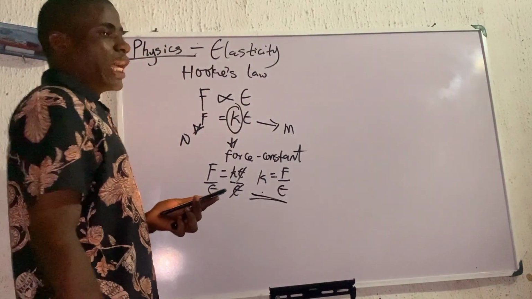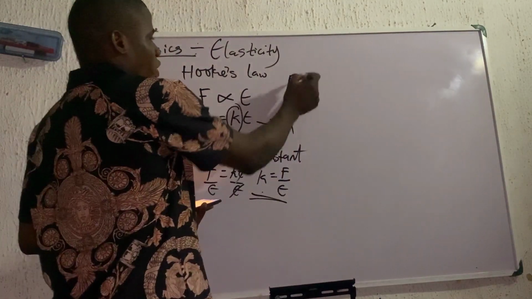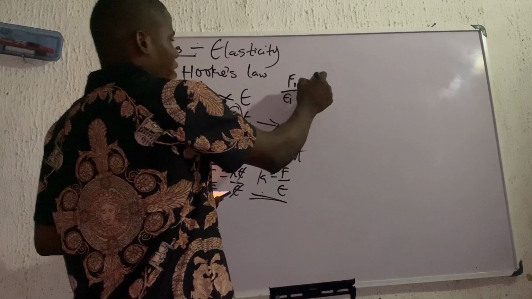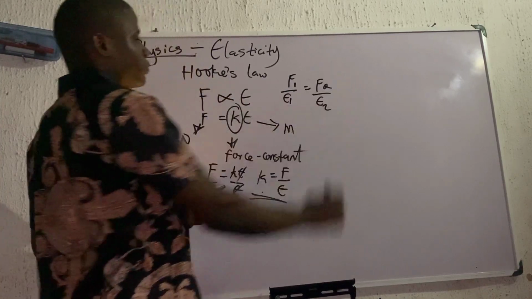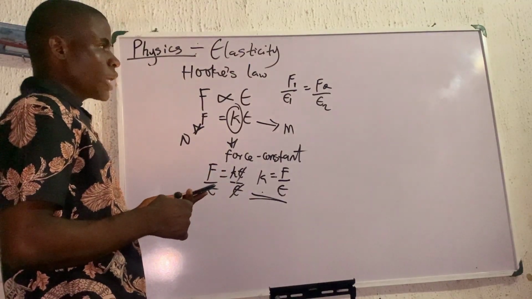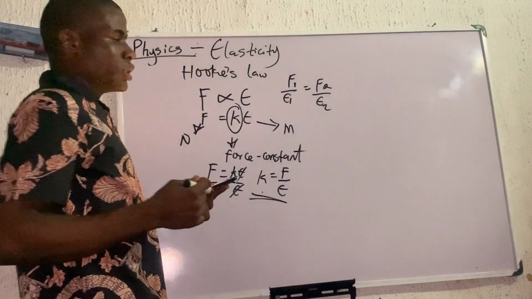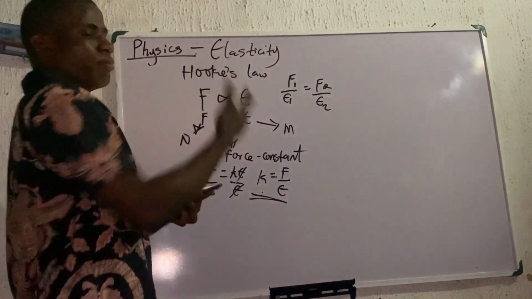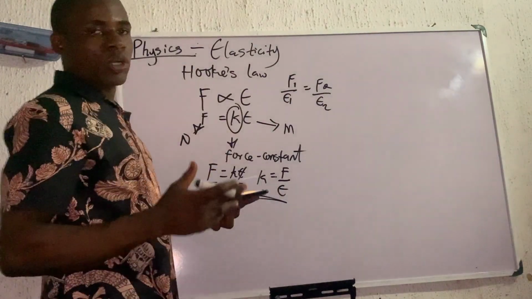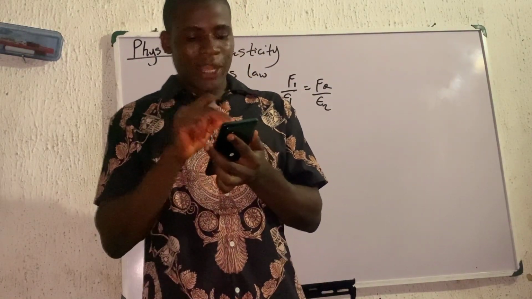Now, if I want to go a little bit higher, because I'm having constant is equals force all over extension, I'll say that F1 all over E1 is equals F2 all over E2. So this is equals F3 all over E3. I hope it makes sense. So we've explained what elasticity means, and we've seen that there is a law under it called Hooke's law. And that Hooke's law says that F is equals Ke.